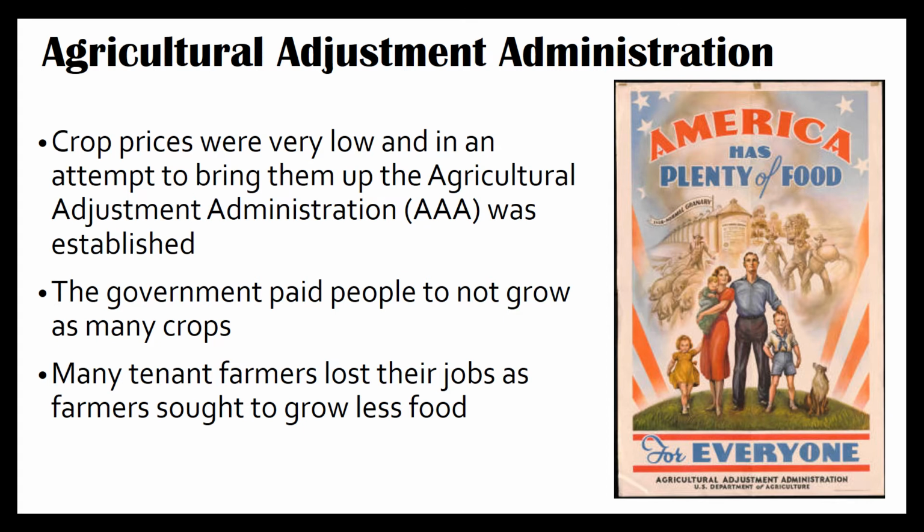This particular organization, the AAA, was found to be unconstitutional by the Supreme Court. They said that the federal government shouldn't be involved in states' commerce, essentially, or business, by paying farmers to grow less food. The idea was if they grow less food, it'll increase the prices and then help the economy improve.